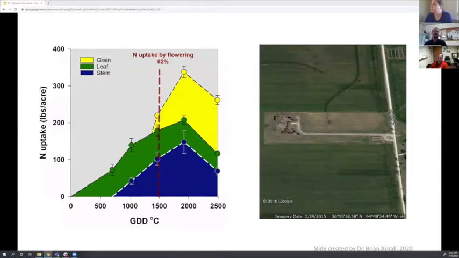And this is some data from Kansas showing that we have a great time frame where we have very little nitrogen accumulation and we can apply it later in the wheat and greatly recover. If we want to click forward one more.